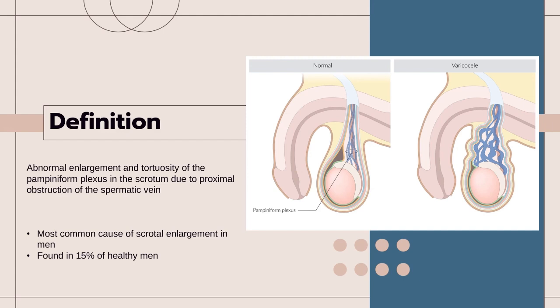So to start with, the definition: what's a varicocele? It's an abnormal enlargement and tortuosity of the pampiniform plexus, which is like a network of veins in the scrotum, due to proximal obstruction of the spermatic vein. As you can see here, this is the pampiniform plexus. It is enlarged and it's tortuous. This is the varicocele. The most common cause of scrotal enlargement in men is the varicocele, and it's found in around 15% of healthy men.